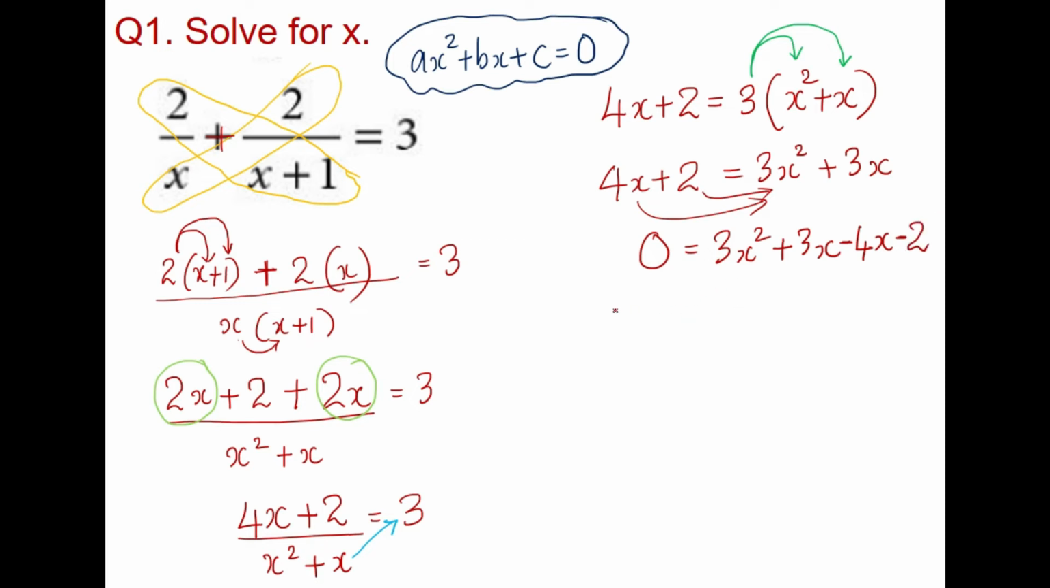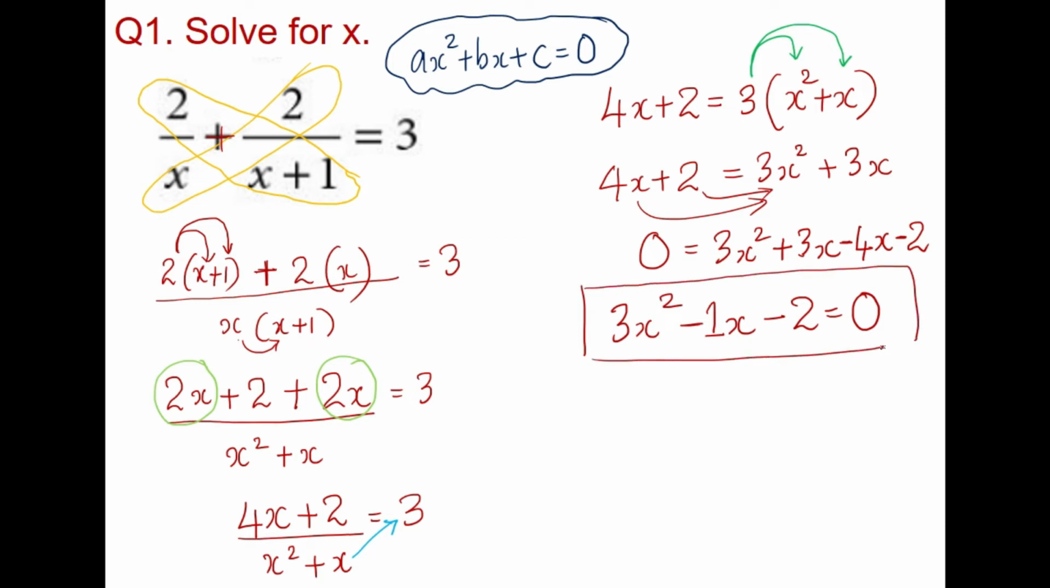So finally I can write 3x squared, now plus 3 minus 4 is going to be a minus 1x, and I have a negative 2 equal to 0. So I have found my quadratic equation from a question which was given in this form. Now from here, to find the value of x, you can use the quadratic formula or the sum and product method. It's up to you. I'll show you the sum and product method first.